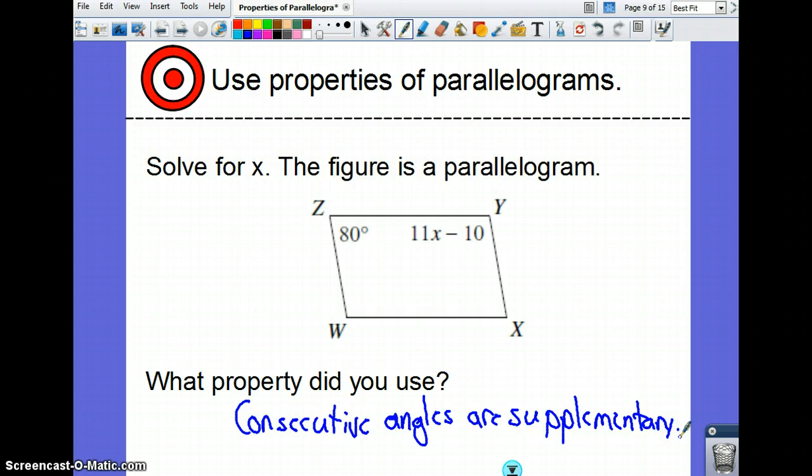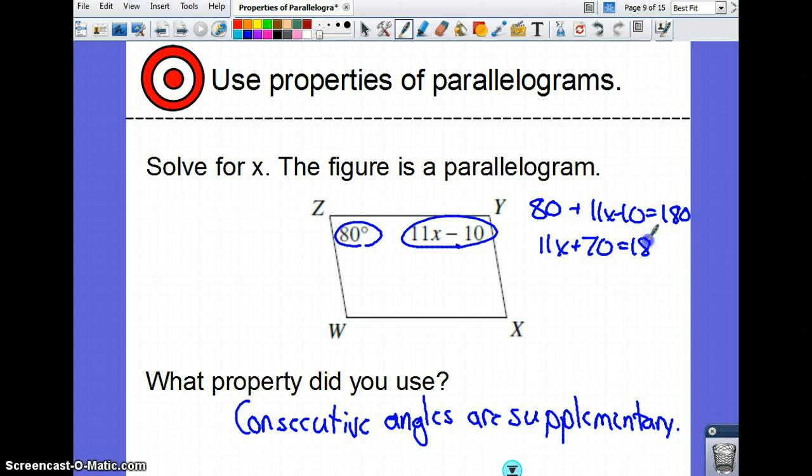Okay. So that means when I come up here, I know that 80, this angle right here, plus 11x minus 10, this angle right here, together are going to have to equal 180. Combine your like terms, that gives you 11x plus 70 equals 180. Subtract 70 from each side, so this gives you 11x equals 110. Divide each side by 11, so x equals 10.